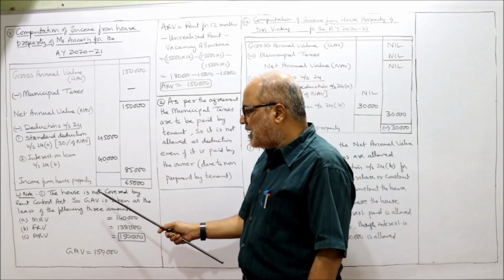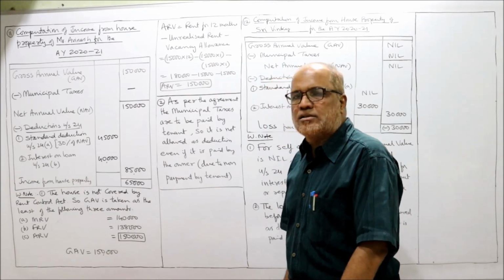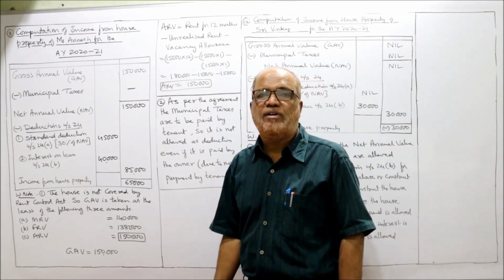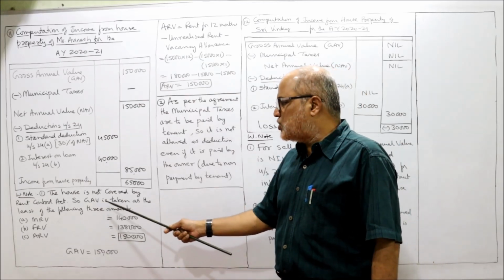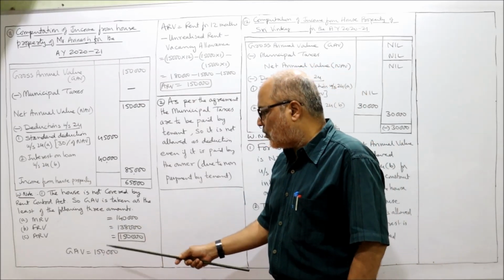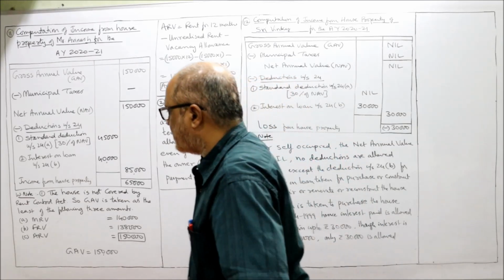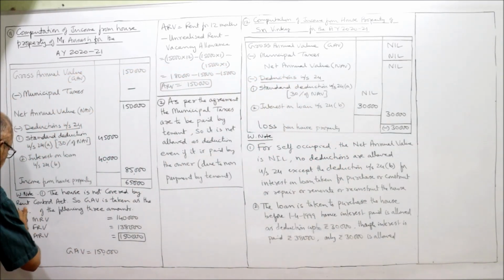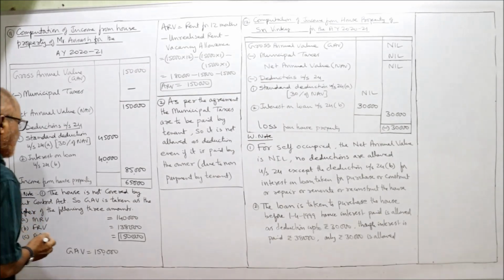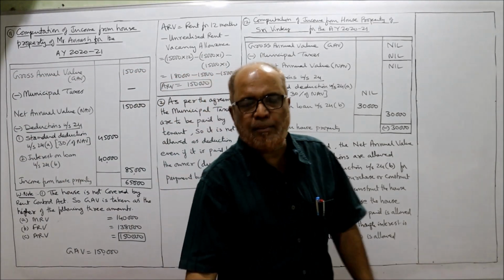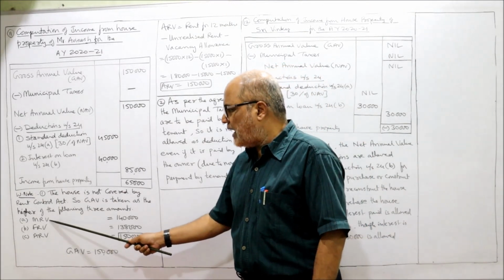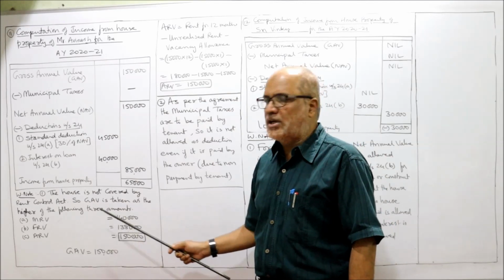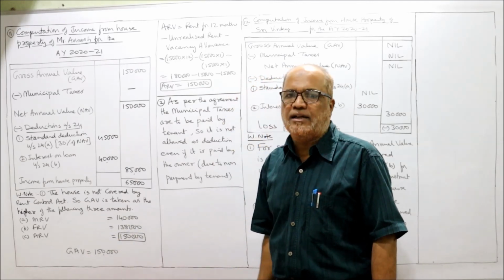Now, the house is not covered by Rent Control Act because standard rent is not given in the problem. So GAV is taken as the higher of the following three amounts. The three amounts are MRV, FRV and ARV. See carefully. MRV is given in the problem, 1,40,000. FRV is given in the problem, 1,38,000.